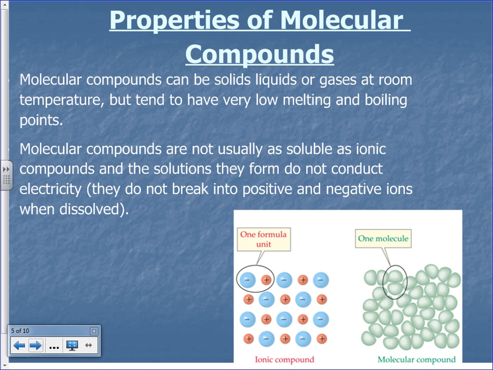All right. So they have very low melting and very low boiling points. And what we mean by low is like, under 100 degrees. Okay, water boils at 100 degrees. Most of your other ones are going to melt around that. Sugar might be slightly above that. Okay, it'll melt at those temperatures. Butter melts low. Okay. Molecular compounds are not usually as soluble.